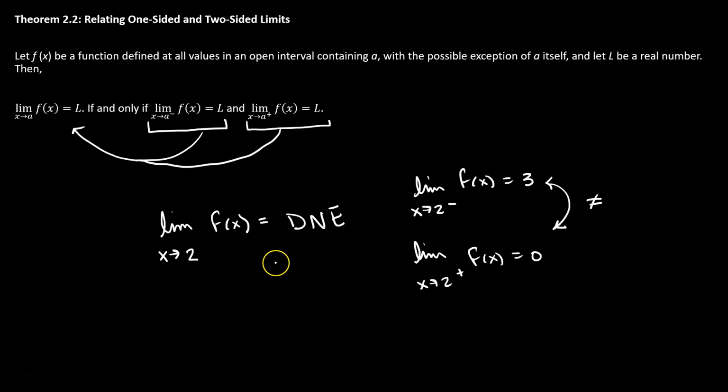When they do match, then they're equal to the two-sided limit as well. All three of them go together. So they either all match, or these two are different, and the two-sided limit can't exist.